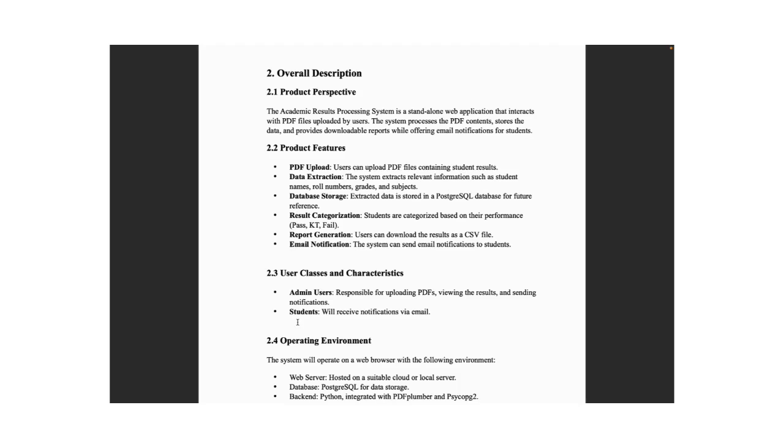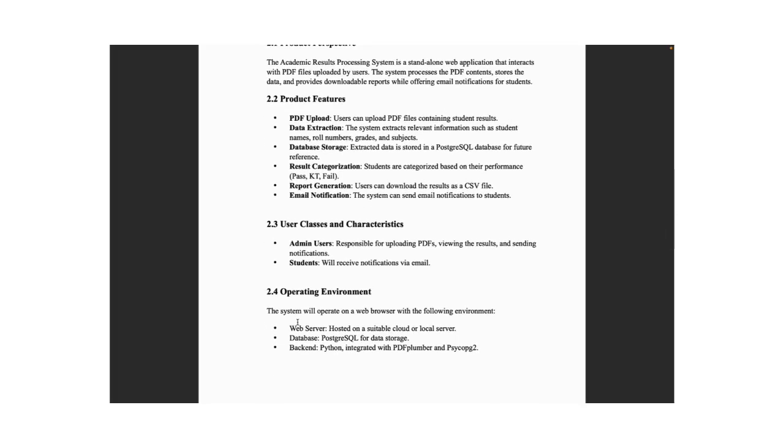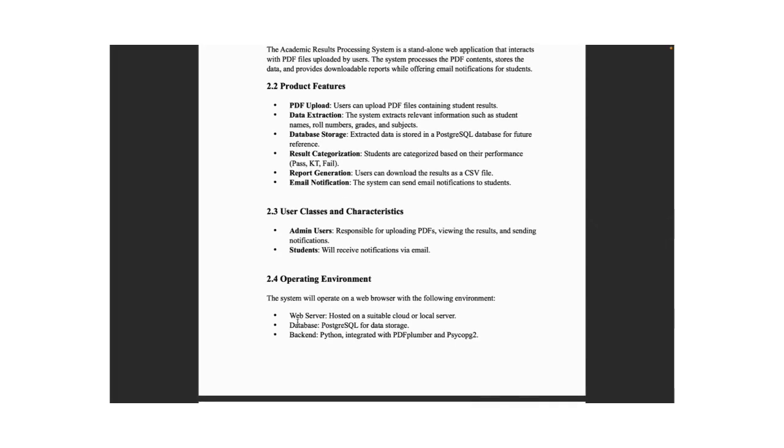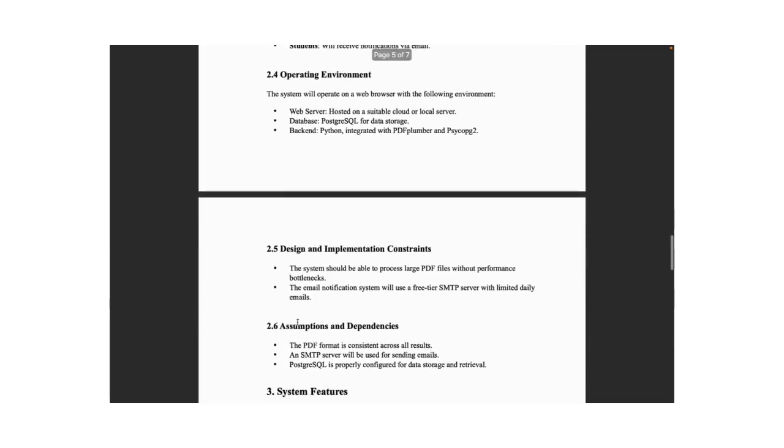Now, for the user classes and characteristics, here we identify different types of users and their specific needs, like the admin user is responsible for uploading PDFs and viewing the results, and the students are responsible for receiving notification via email. And then the next part is the operating environment. The operating environment is a subsection which describes the environment in which the system will operate, and it includes hardware, software, and network requirements.